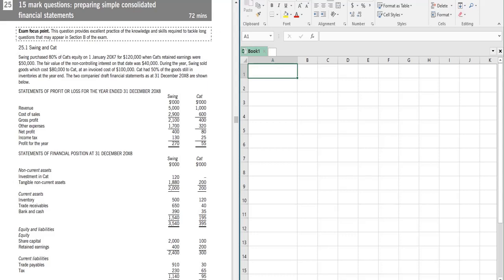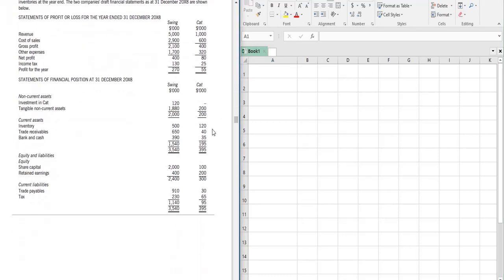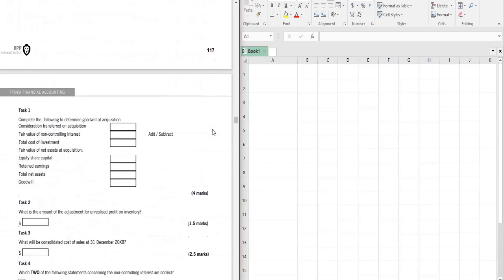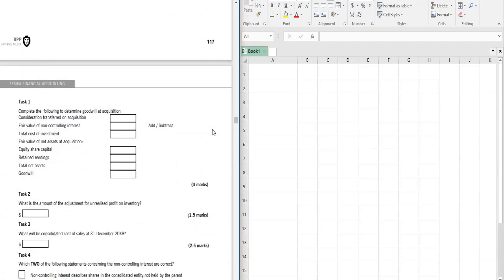Let's first have a look at the requirement of the question. Task 1 asks us to complete the following to determine the goodwill at acquisition: consideration transferred on acquisition, fair value of NCI, total cost of investment, FV of net assets at acquisition, equity share capital, retained earnings, total net assets and goodwill.